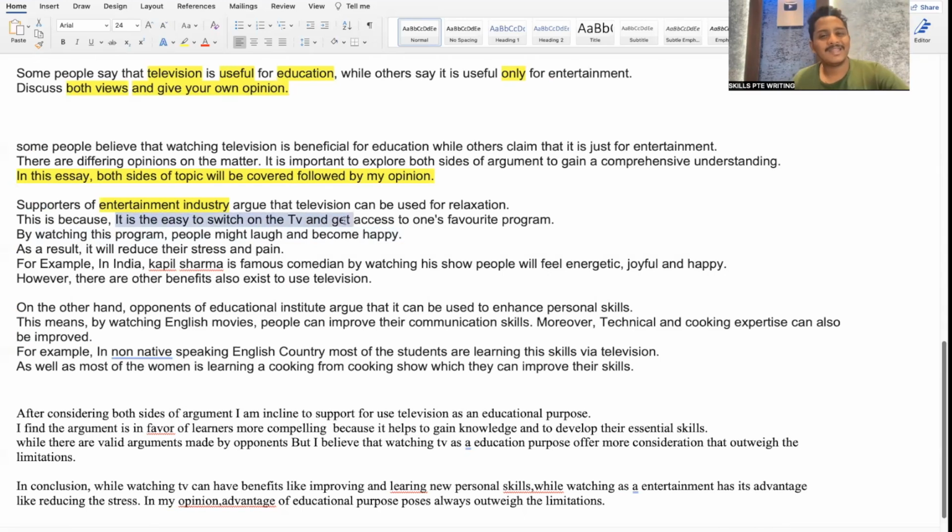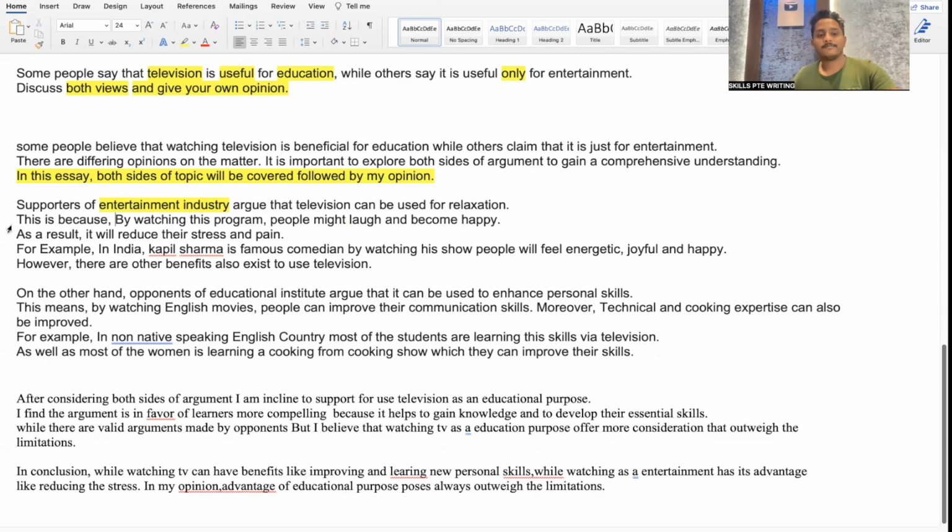"It is easy to switch on the TV" and all, not required. Akash, directly you remove this and write this: "People might laugh and become happy." Probably you could have written, "This is because TV hosts a plethora of comedy shows where people might laugh and become happy," or "comedy shows, and by watching these." Simple words, enough. If you want 7, it is enough. If you want 8, then the language has to be changed.